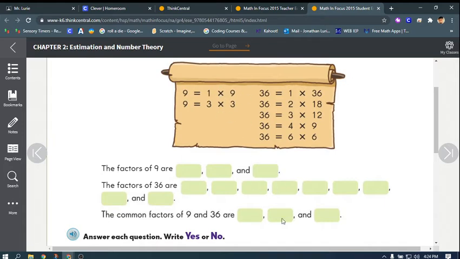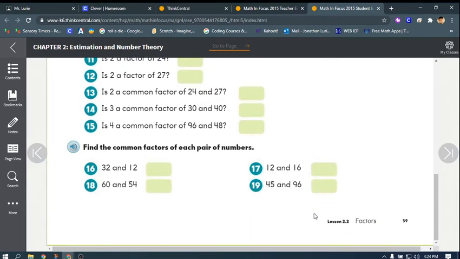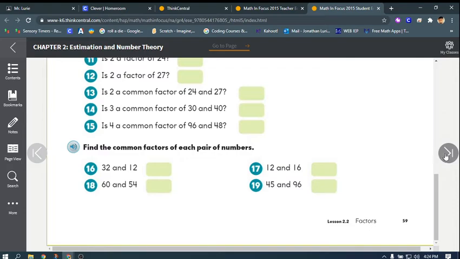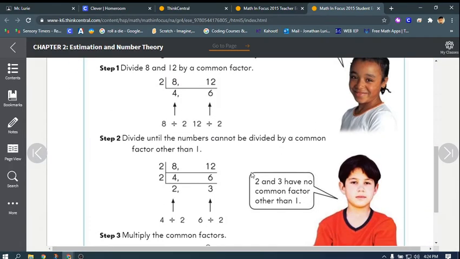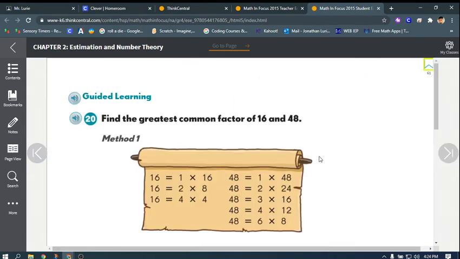All you got to do is list them and then find the common ones. Oh, my gosh. And then we have some yes or no questions. And then we're going to find the common factor of each pair of numbers. And then, let's see, what are we going to do then? Then we're going to find the GCF. Oh, we kind of did that. Oh, they have this method. All right, we'll do that later, because this is already coming up on 15 minutes.